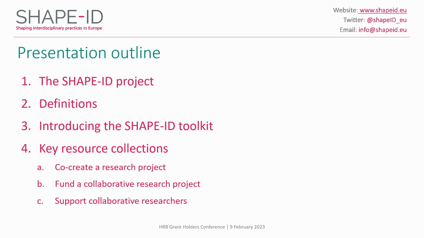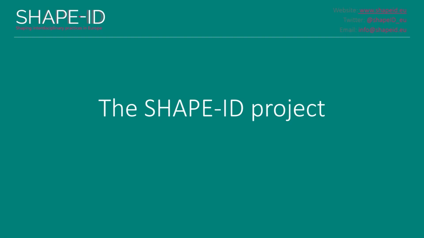So this is the outline of my presentation. I'm going to give you a rough idea of what the Shape ID project was. I'm going to talk a bit about definitions of interdisciplinarity, because that's quite a long-standing issue. There are lots of communities that use different terms, as I should go into. And then most of this talk is going to be about introducing the Shape ID toolkit. I'm going to give you an overview of the toolkit, and then I'm going to introduce some key resource collections that I think will be of interest to this audience. Next slide, please. And next slide, please.